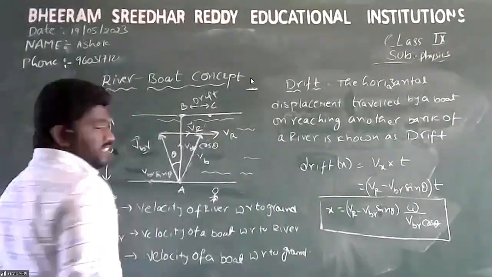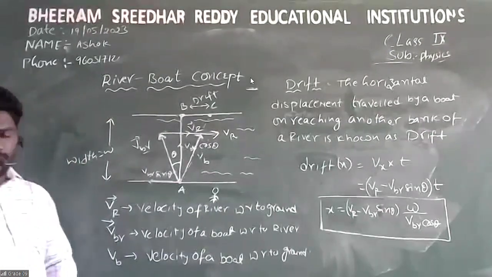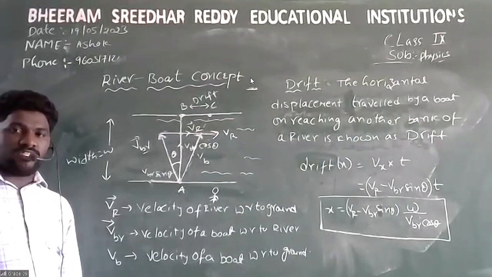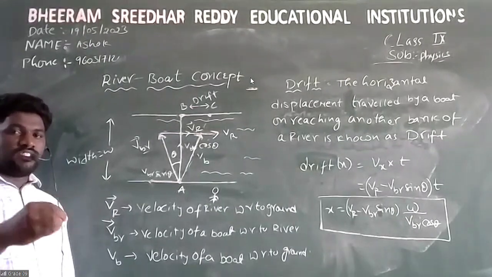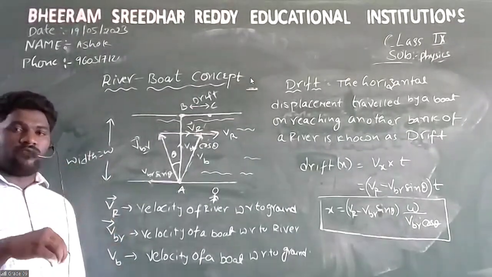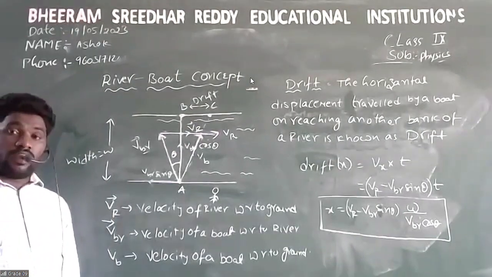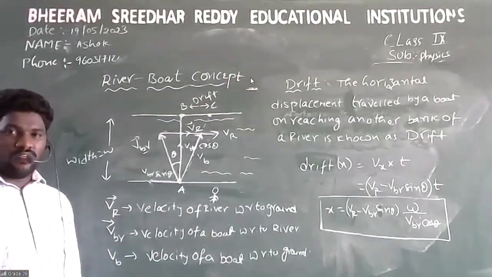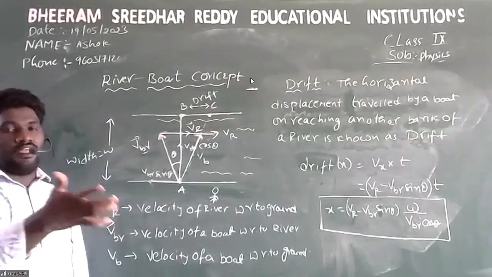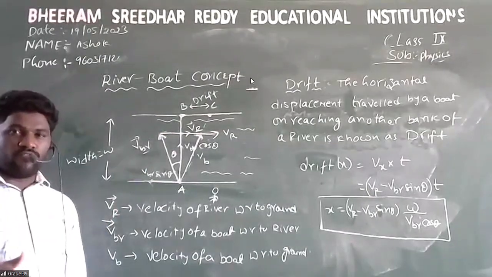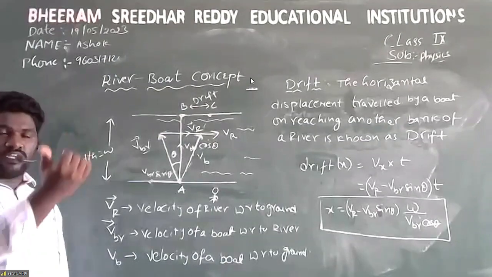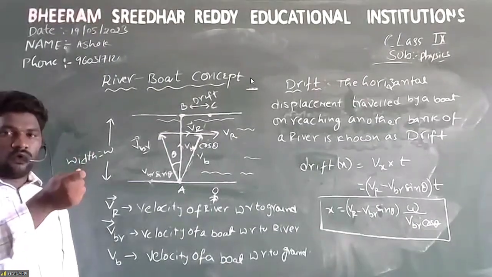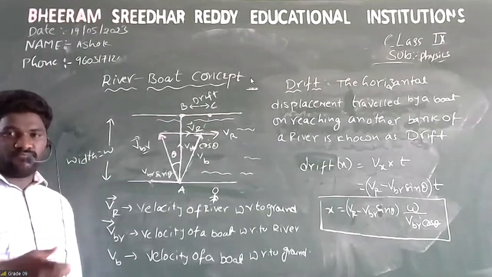Okay, once again, I'm explaining the concept. All of you, please look here. The river boat concept is one of the important concepts. After completion of these problems, we are going to deal with the concept of rain and man problems also. Rain and umbrella. Suppose you are moving in rain, and the rain is falling in some direction. In which direction do you have to keep your umbrella to escape from the rain? That is the next concept.